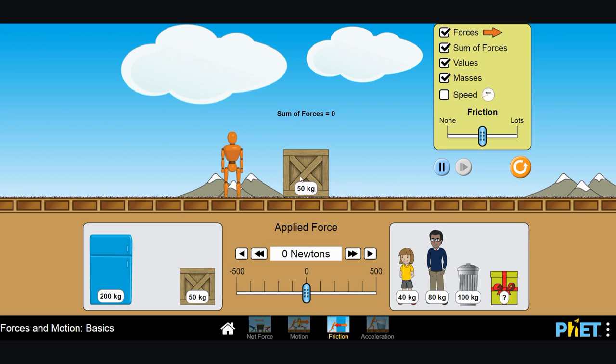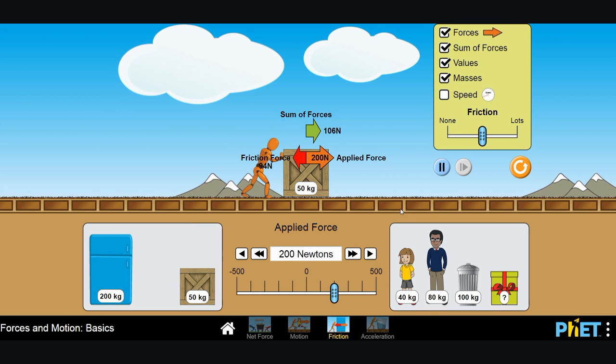We have our 50 kilogram mass again. We have our guy here who's going to be doing the work. I've checked these boxes here so we can see the sum of forces and the mass. Let's go with our original force number, which was 200 newtons. If we jump up, we're going to quickly see motion start, but we're going to see something a little different. We're going to see what happens when friction is involved. So let's jump to 200 newtons.